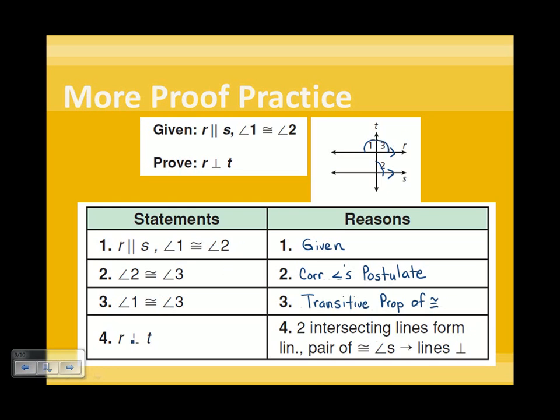So we can say that line R is perpendicular to line T because of the new perpendicular postulate that we learned, that if two intersecting lines form a linear pair of congruent angles, then the lines are perpendicular. And that's what we have. We have two intersecting lines forming a linear pair with 1 and 3, and 1 and 3 are congruent. So therefore the lines must be perpendicular.